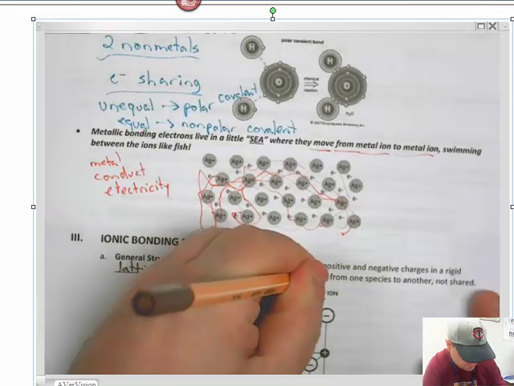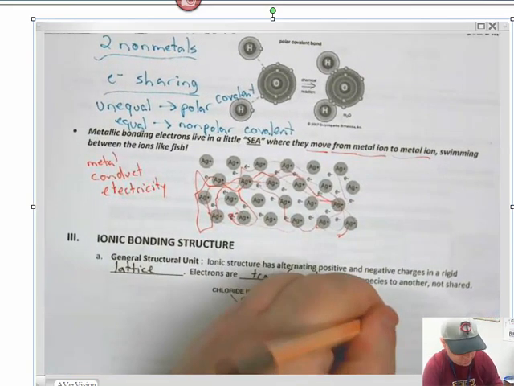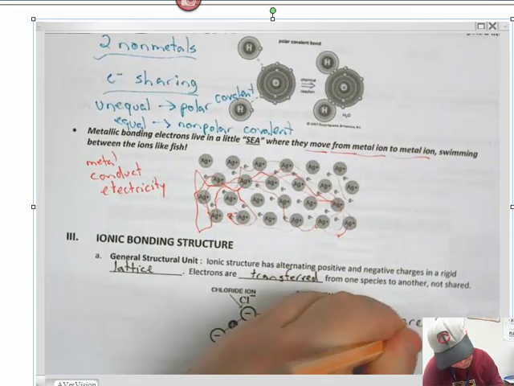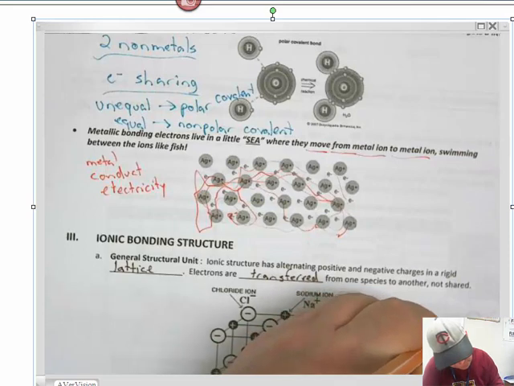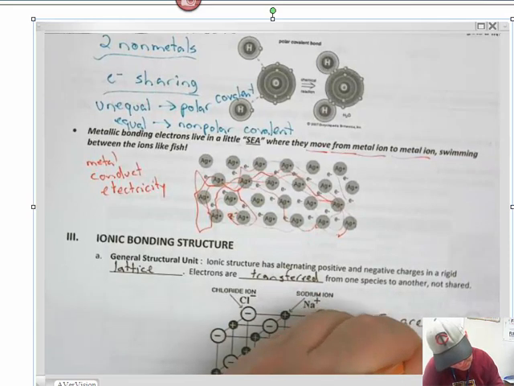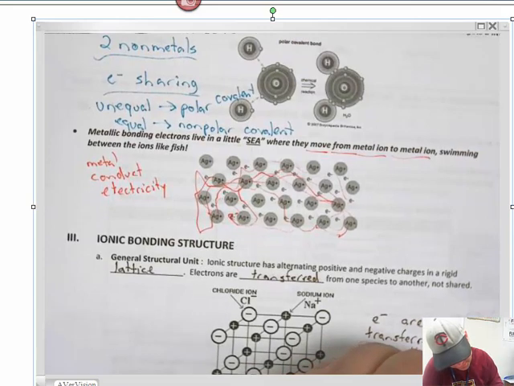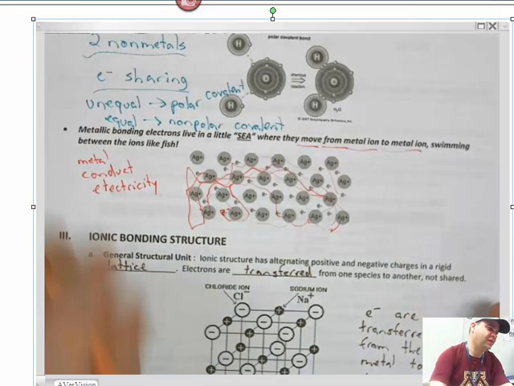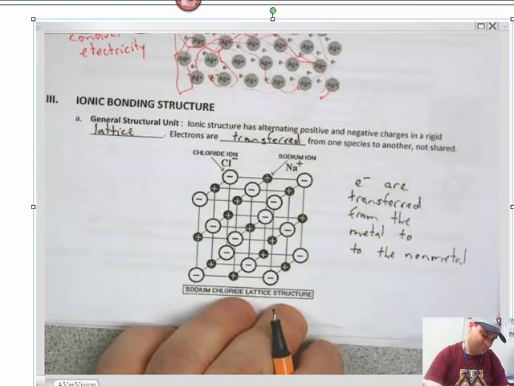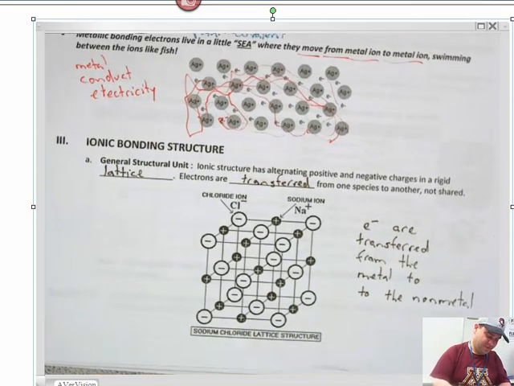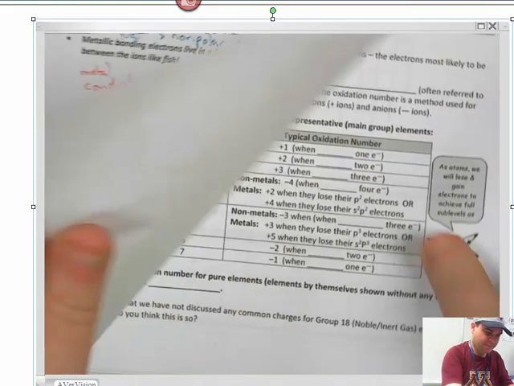Electrons are transferred from one species to the other, from the metal to the nonmetal. Because remember, when we're doing ionic bonds, we're going to have metals and nonmetals, or we're going to have ammonium and a nonmetal. Ammonium is one of those polyatomic ions.